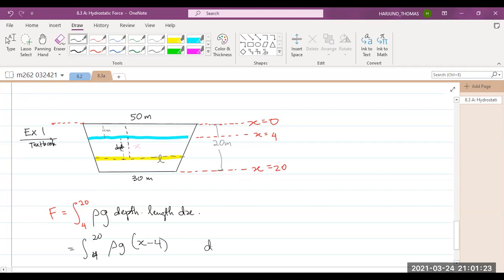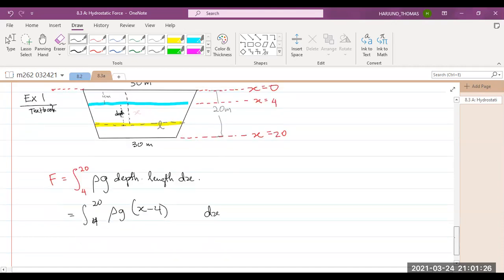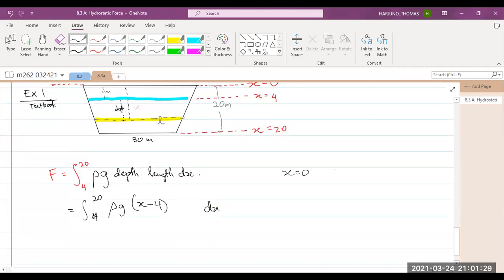Now the next challenge is, what will be the length? Well, when x equals 0, the length is 50. When x equals 20, the length is 30. And then you do the slope thingy, right? You will see the slope is -1. And going further, you get y equals negative x plus 50. Or the length, I'm sorry, the length. So this will be 50 minus x.